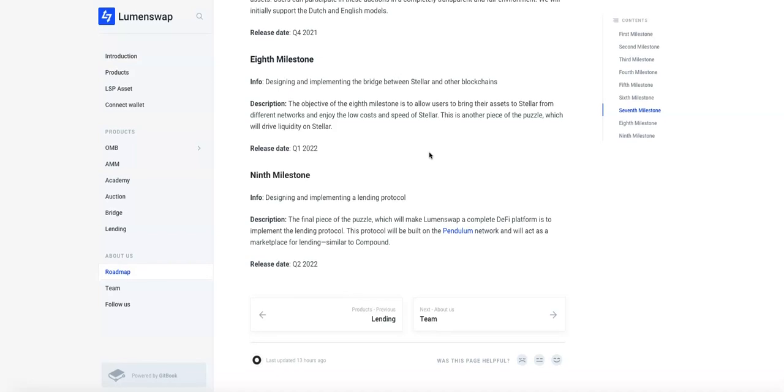And finally, the 9th milestone, which is also going to be in the early part of 2022, is going to be designing and implementing a lending protocol. Final piece of the puzzle. This will make Lumenswap a complete DeFi platform. The lending protocol will be built on the Pendulum network, and will act as a marketplace for lending, similar to Compound.